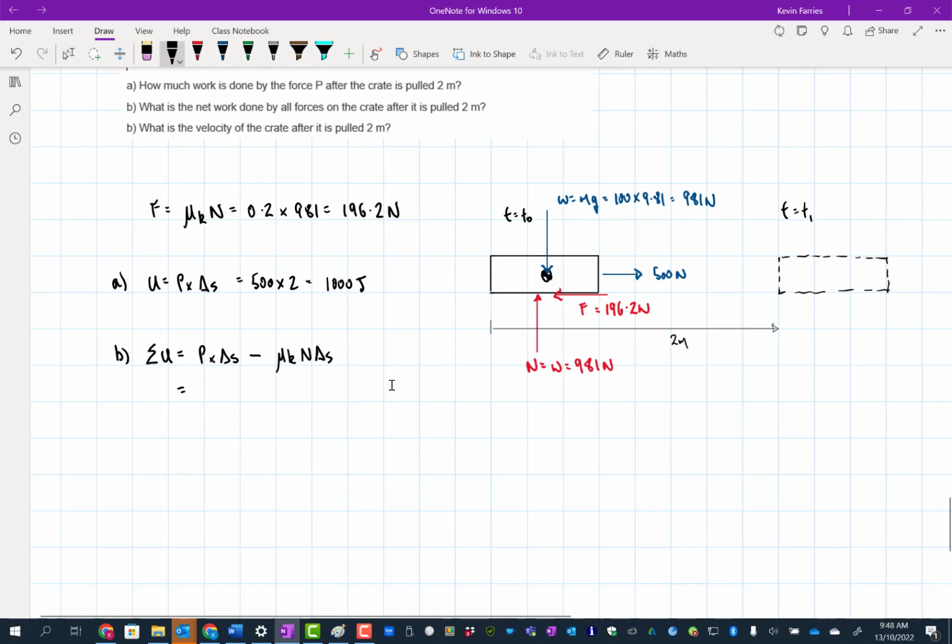So we've already calculated P delta S, that's 1000, minus, we calculated the frictional force up here, 196.2 times delta S, which is 2. So the net work done is 1000 take away 196.2 times 2, which is equal to 607.6 joules. So the net work done by all forces after the crate is pulled 2 meters is 607.6 joules.